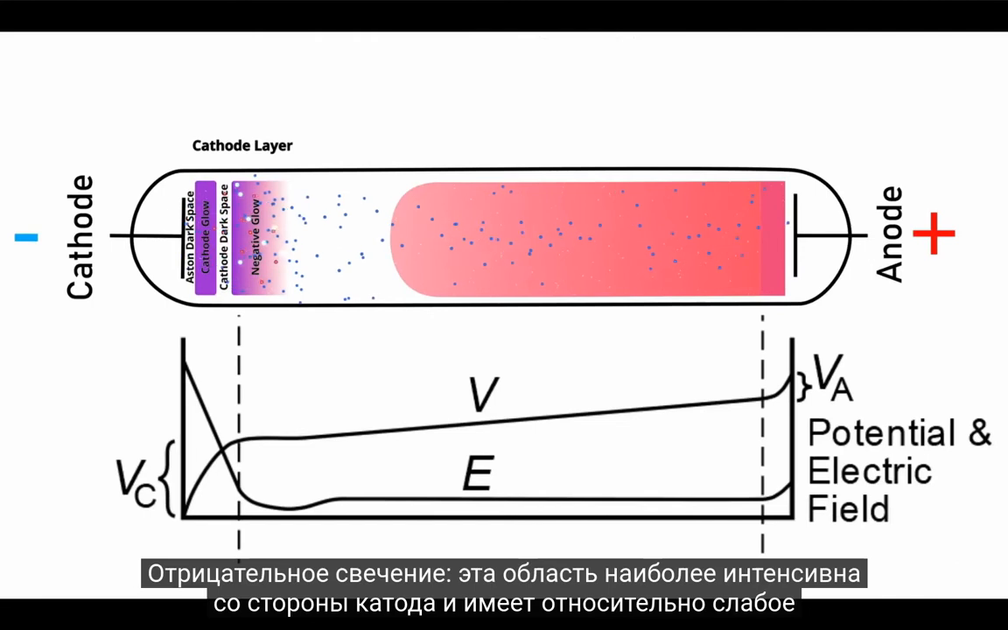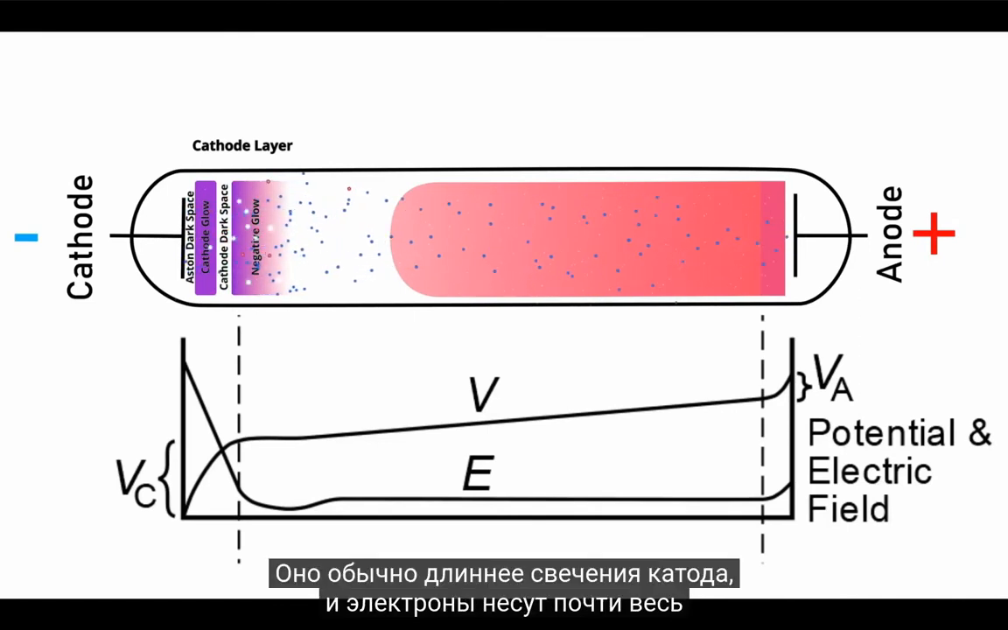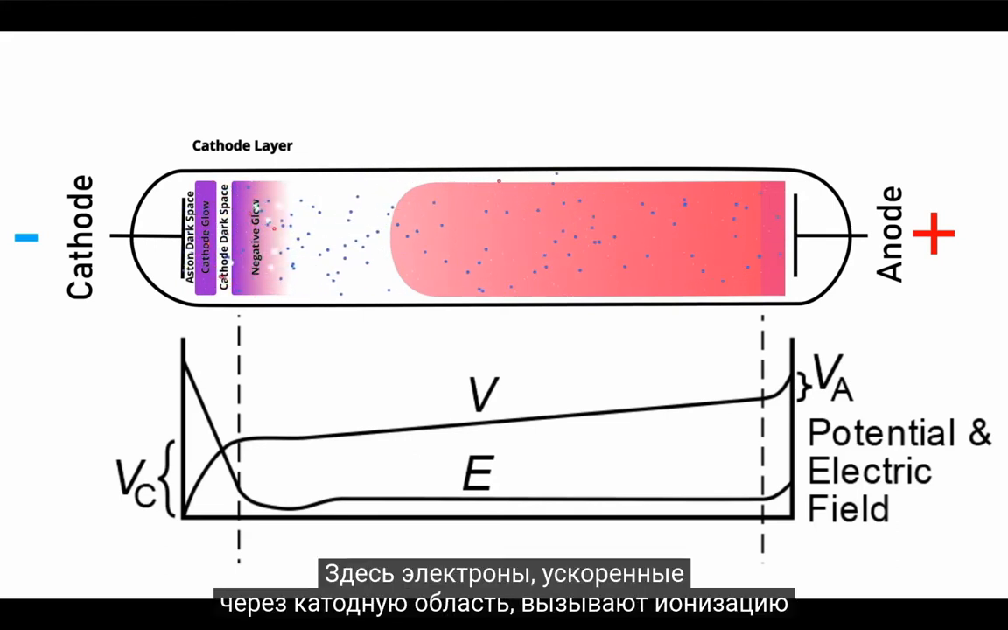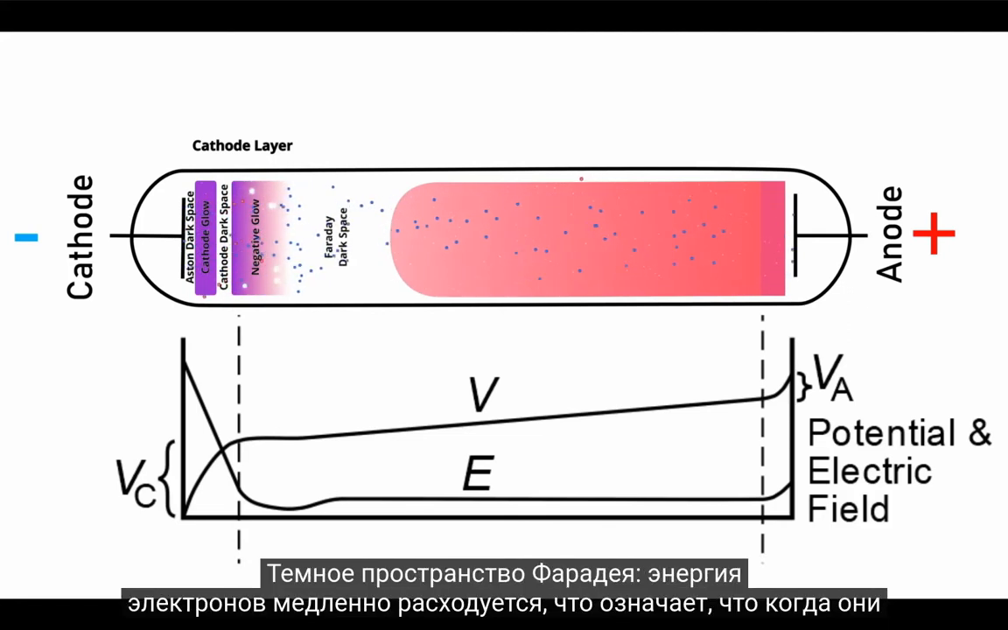Negative glow region. This region is the most intense on the cathode side and has a relatively low electric field. It is usually longer than the cathode glow, and the electrons carry almost the entire current in this region. Here, electrons that have been accelerated through the cathode region produce ionization and intense excitation, which causes the brightness in this region.